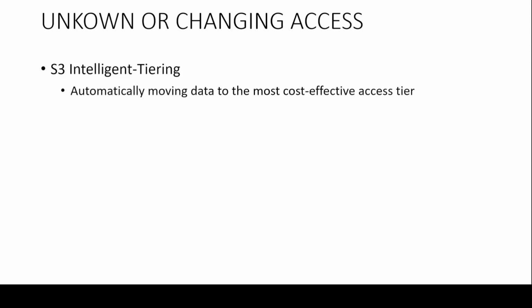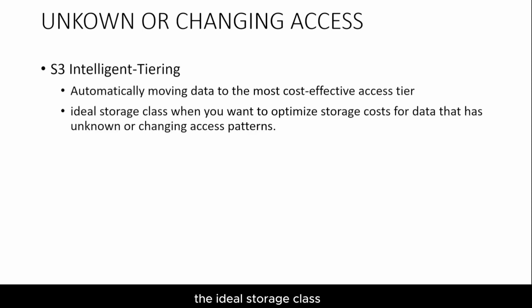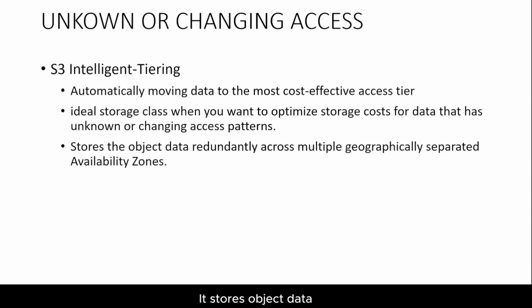Next, we have unknown or changing access. In this category, we have S3 Intelligent-Tiering. This automatically moves your data to the most cost-effective access tier. Hence, it is the ideal storage class when you want to optimize storage costs for data that has unknown or changing access patterns. It stores object data redundantly across multiple geographically separated availability zones, and it is optimized for millisecond retrieval times.